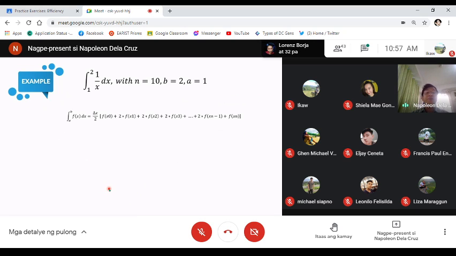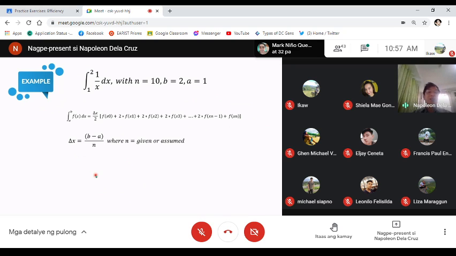Okay, so let's have the example: the integral of 1 over x dx from 1 to 2, with n equal to 10, b equal to 2, and a equal to 1. We will be using this formula. Take note. Mamaya ilalagay natin yan sa Excel, makikita ninyo.